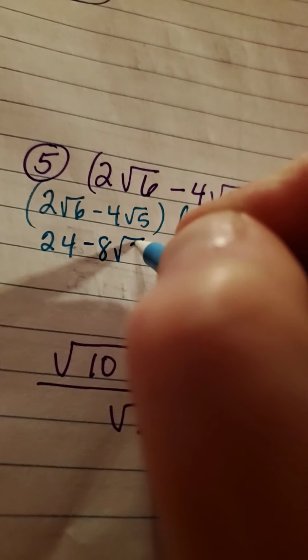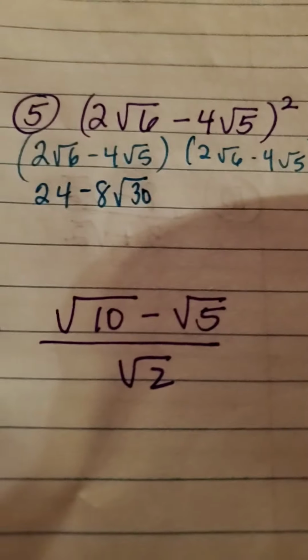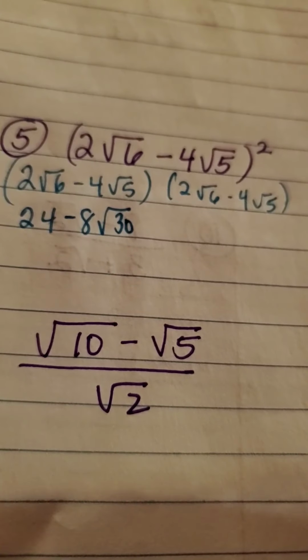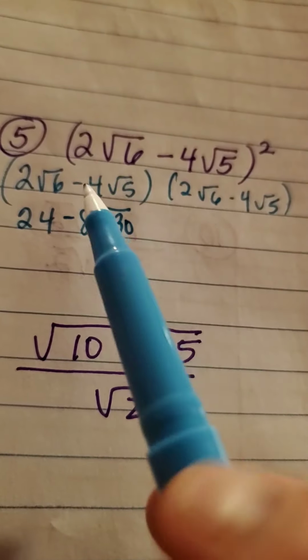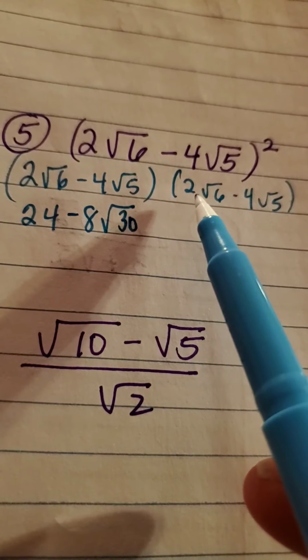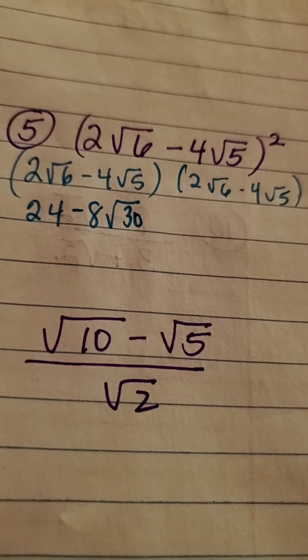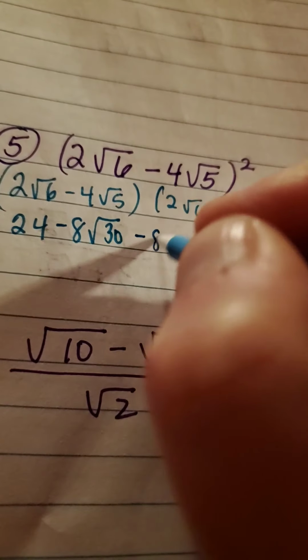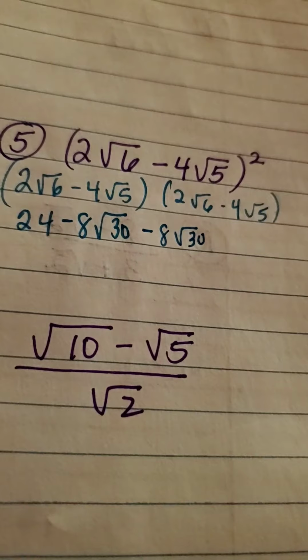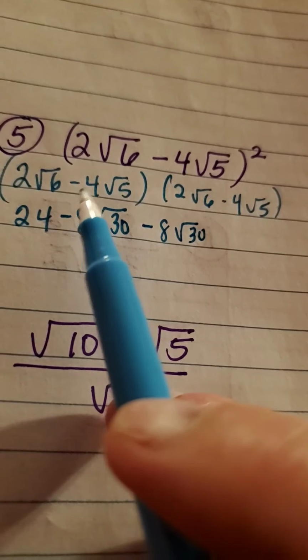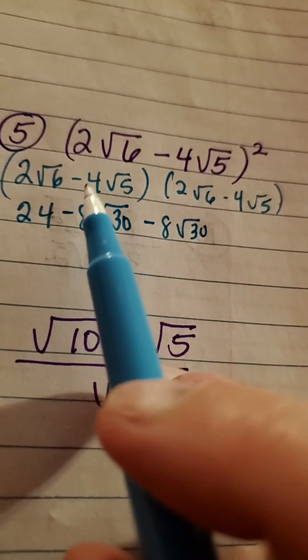30 is one of those numbers which you think it could break down, but it can't. Just so you know, it does not break down. The inner terms, negative 4 times 2 is negative 8. Radical 5 times radical 6 is radical 30, so that's another negative 8 radical 30. And lastly, we have a negative times a negative, so it's going to be a plus.